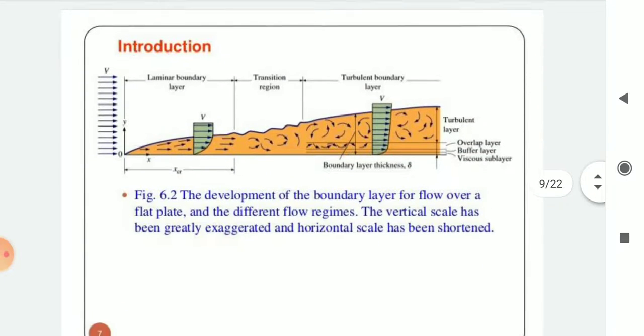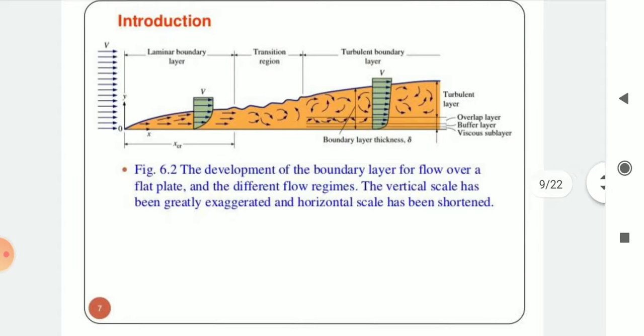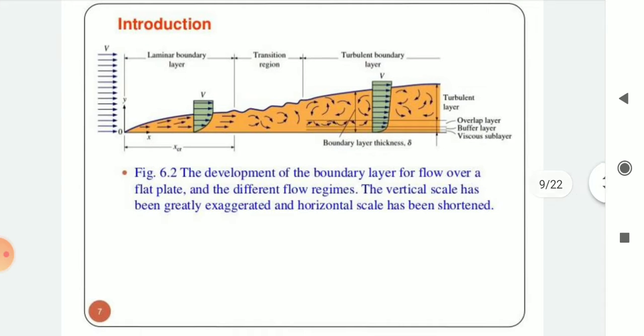You can see in the image boundary layer thickness, turbulent boundary layer, transition region, laminar boundary layer, velocity v, turbulent layer, overlap layer, buffer layer, and viscous sublayer have been shown. The figure shows the development of the boundary layer for flow over a flat plate and the different flow regions. The vertical scale has been greatly exaggerated and the horizontal scale has been shortened.